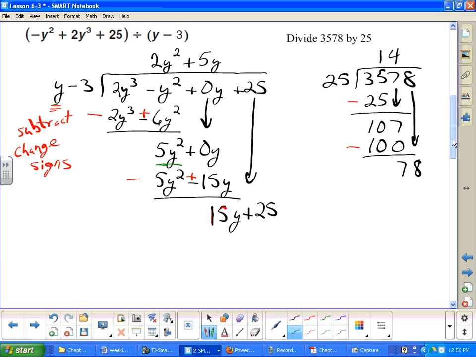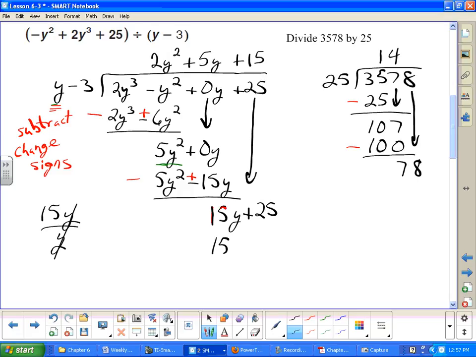We'll take our 15y here, and what's 15y divided by y? Okay, it's just 15, right? 15y divided by y is 15. So think of it like this. Okay, what would happen? The y's would cancel and I'd be left with 15, right? Okay, so 15y divided by y is 15. So we add 15 here. And now I'm going to multiply 15 times y minus 3. So we get 15y, and 15 times 3 is negative 45.